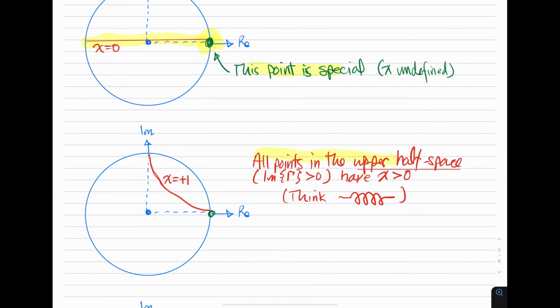All points in the upper half space, that is, all points up here, have normalized reactance greater than 0. Now, a normalized reactance greater than 0, you might think of as being inductive. Now, it doesn't mean it has a physical inductance. It just means you can think of it as having the same type of impedance that an inductor would have. So it's common to see diagrams where the upper part of the Smith chart is shown with an inductor symbol. Again, all it means is that the normalized reactance is positive in the upper half space.